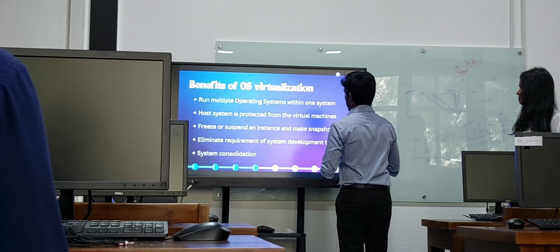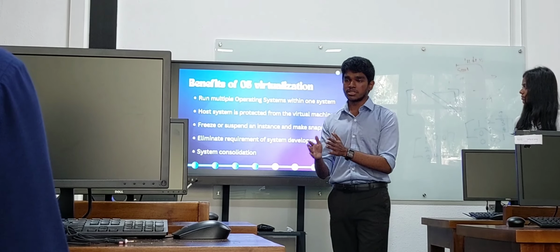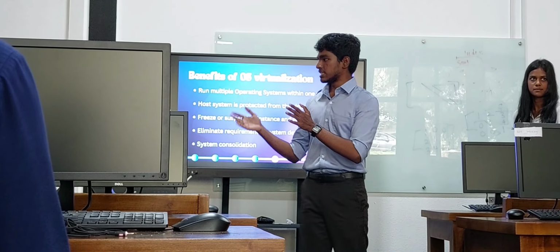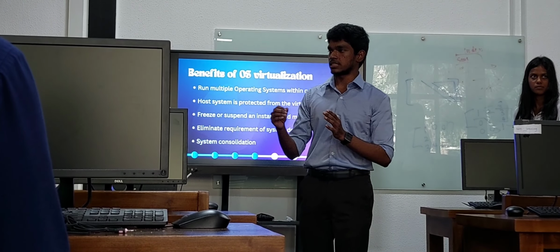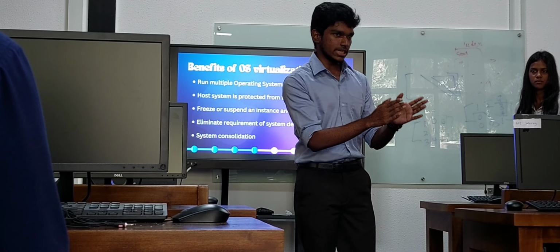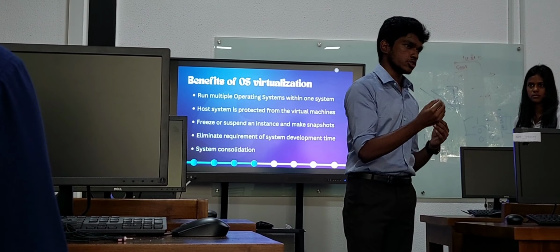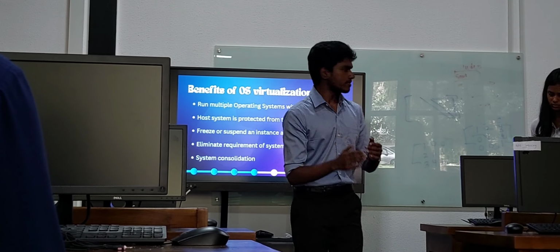Next, the host system is protected from the virtual machine, and also the virtual machines are protected from each other. Each virtual machine is isolated from each other, so they have little or no communication between each other. If one virtual machine gets a virus, there is a very low probability of it actually affecting the host operating system and also the other virtual machines because of that isolation.